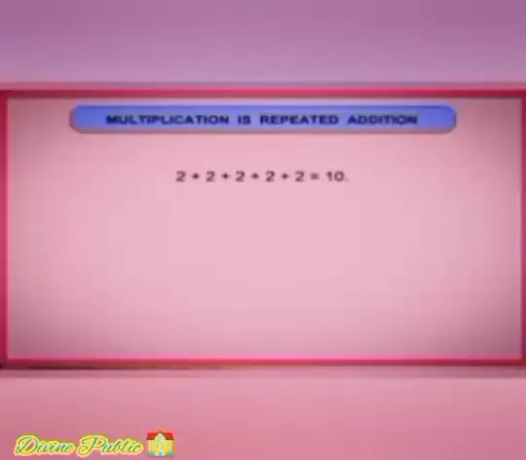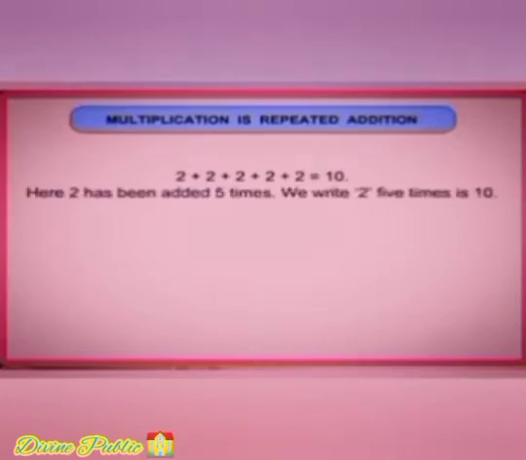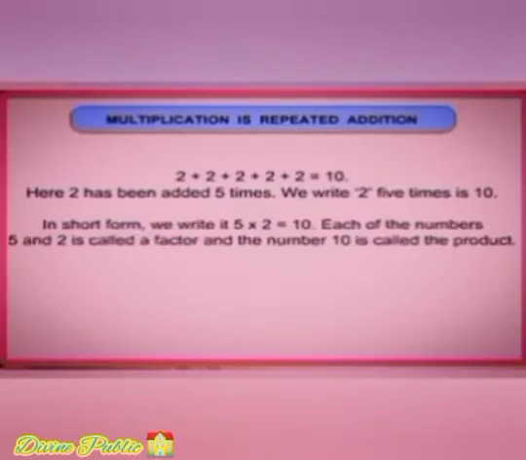You can see this example: 2 plus 2 plus 2 plus 2 plus 2 is equal to 10. It means 2 has been added here 5 times. We write 2 5 times is 10. In short form, we write 5 multiplied by 2 is equal to 10. Each of the numbers 5 and 2 is called a factor, and the number 10 is called the product.